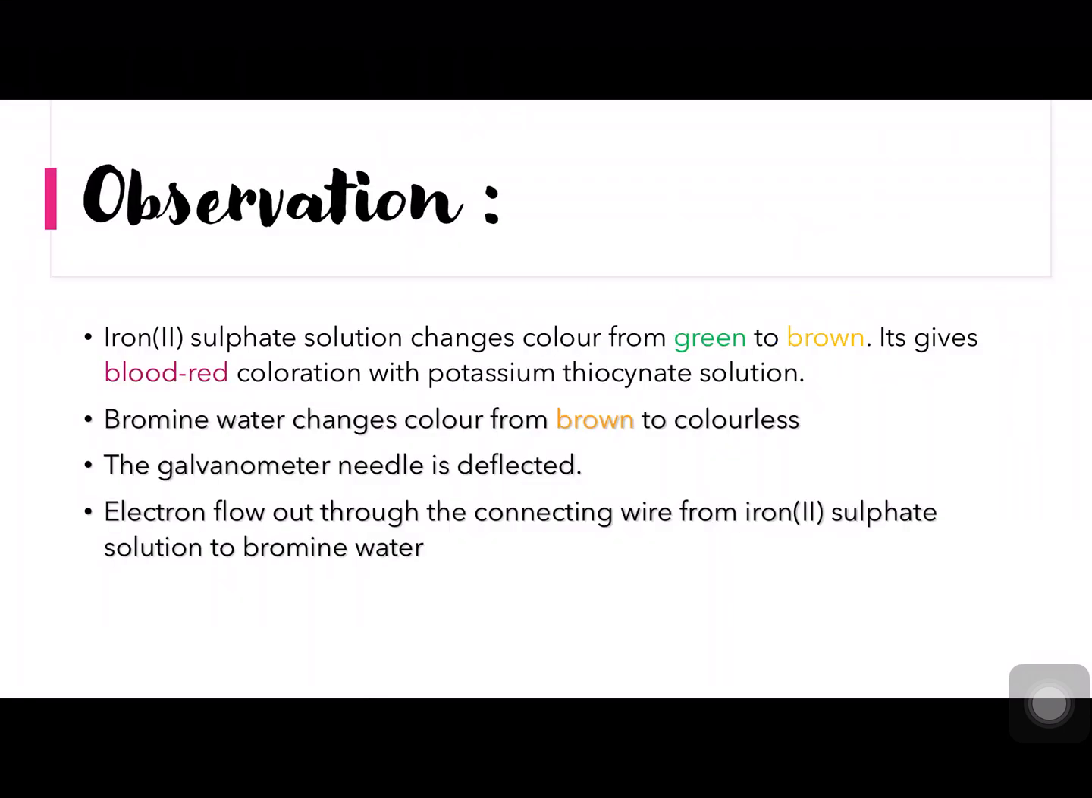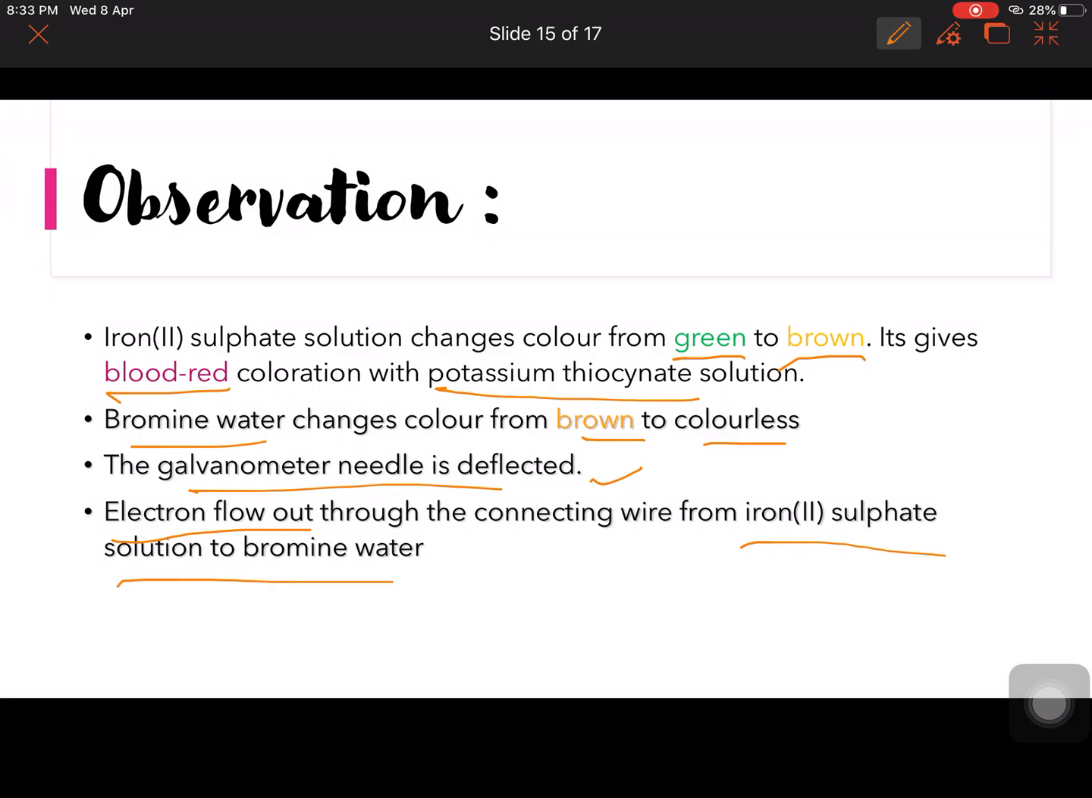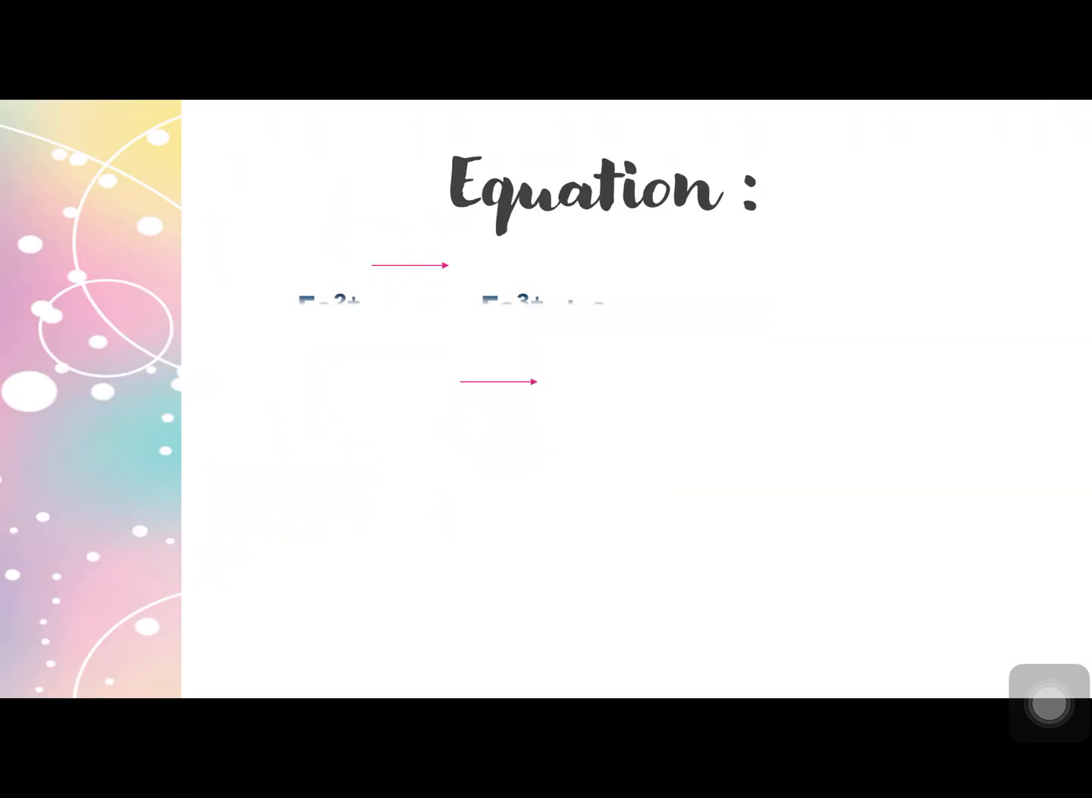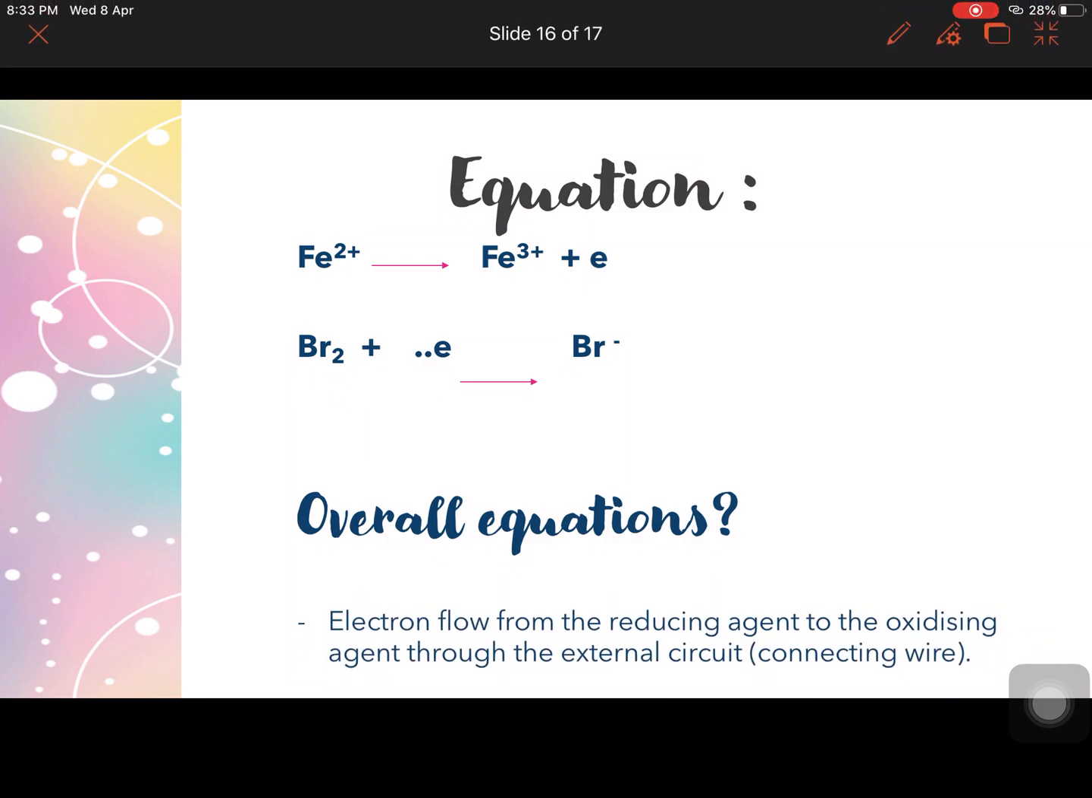Now, observation tadi color change, right? Green iron 2+, brown iron 3+, check with potassium thiocyanate or potassium hexacyanoferrate. You can have a blood red coloration. Ferret tu dark blue. Bromine color from brown it change to colorless. Okay, galvanometer needle deflect. Okay, and then electron flow out from iron sulfate P to bromine water Q, from electrode P to electrode Q. Equation kita dah buat tadi, cuma belum combine overall equationnya.